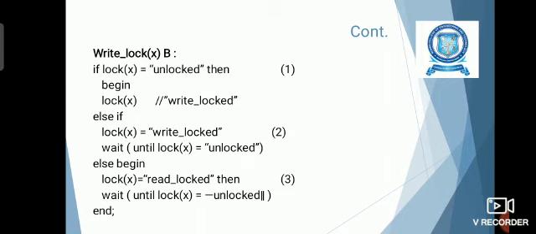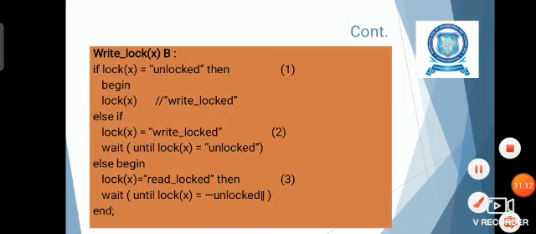Else if previously lock of X equal to write locked, already if a data item is write locked, then it can't do anything. Then the transaction has to wait until lock of X becomes unlocked. So it has to wait until X becomes unlocked, then only it can put write lock, then only it can perform the write operation. Then else if lock of X equal to read lock, if it is read locked also, a transaction can't perform the write operation. It has to wait until it is unlocked from the read lock state.